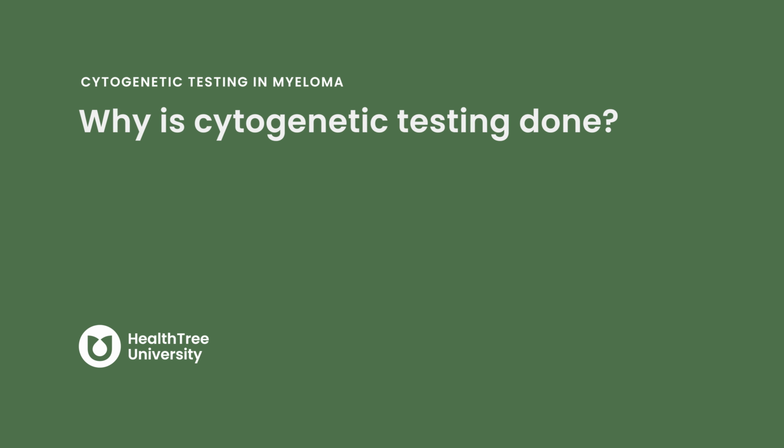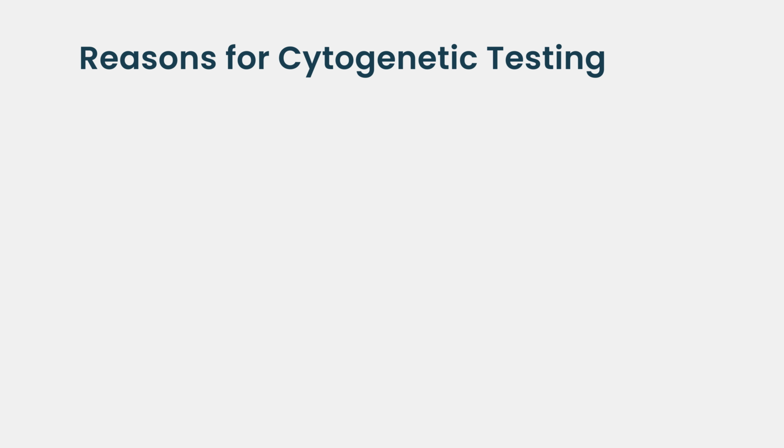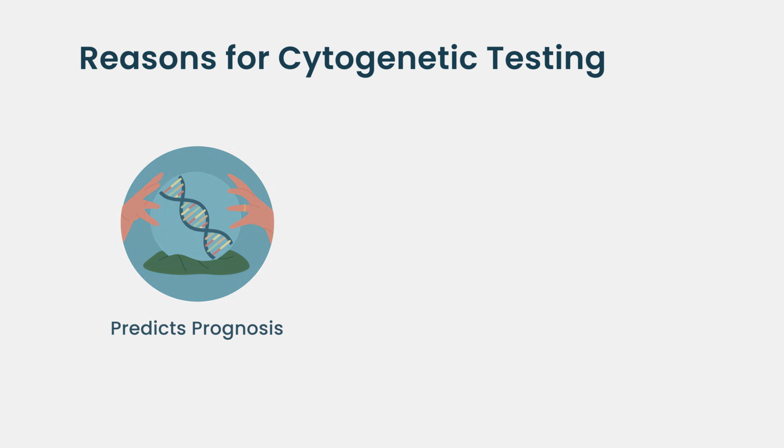Why is cytogenetic testing done? It can provide different pieces of information for a myeloma patient. First and foremost is prognostication. There are certain genetic mutations out there, like deletion of 17p, translocation of 4;14, gain 1q, that are associated with worse prognosis. So for those patients, therapy tends to be a little bit more aggressive. We need to be more closely following them, right?